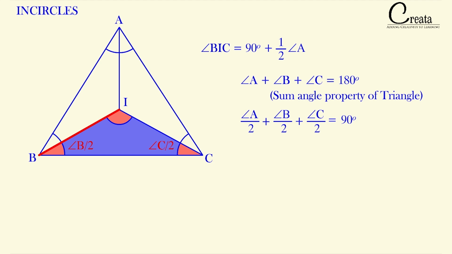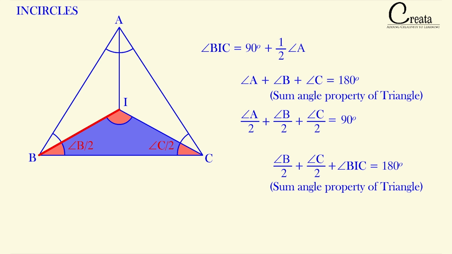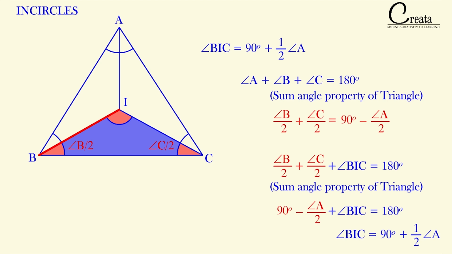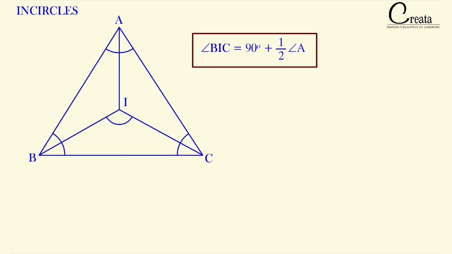Again, applying the property of the triangle, that the sum of the three angles of a triangle is 180 degrees, we got angle B/2 plus angle C/2 plus angle BIC is equal to 180 degrees. Let's replace the value of angle B/2 plus angle C/2 from our first equation, that is, angle B/2 plus angle C/2 is equal to 90 degrees minus angle A/2. On solving, we got angle BIC is equal to 90 degrees plus half of angle A. That is our formula. Okay, we have done this formula.